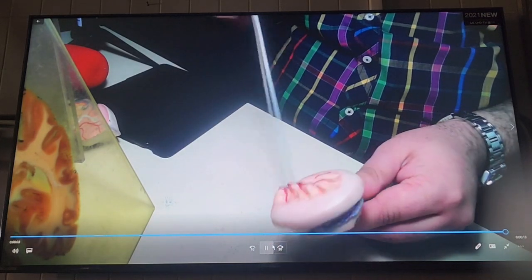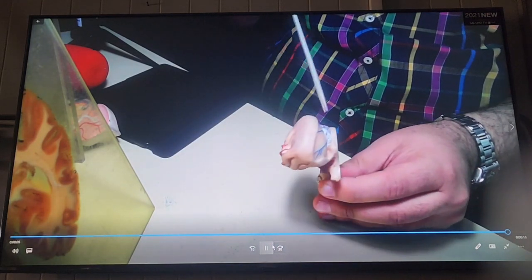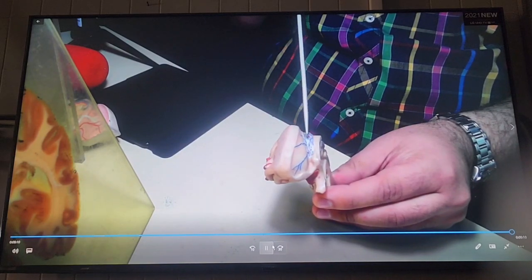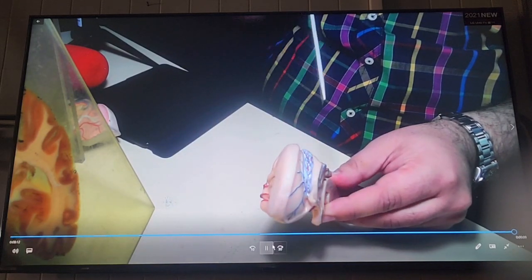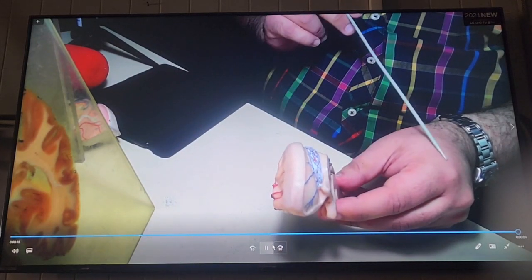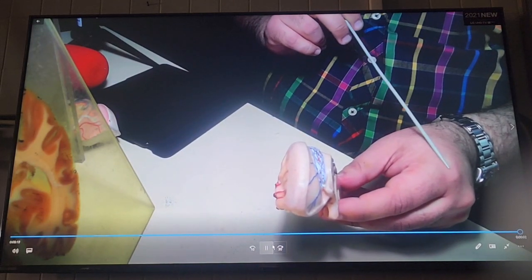You see the C shape of it. And this is the thalamus, and the groove in between the caudate and the thalamus contains the thalamostriate vein, which is one of the origins of the internal cerebral vein. Thank you.